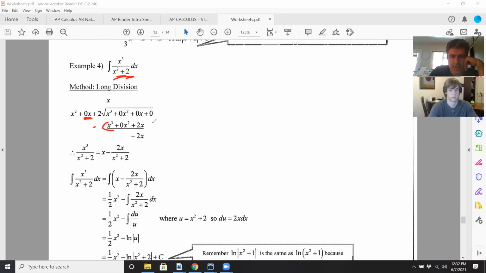Subtract. We subtract, usually like to do this. So x cubed minus x cubed goes away. 0x squared minus 0x squared goes away. 0x minus 2x is -2x. And that's your remainder. So it's -2x over x squared plus 2.